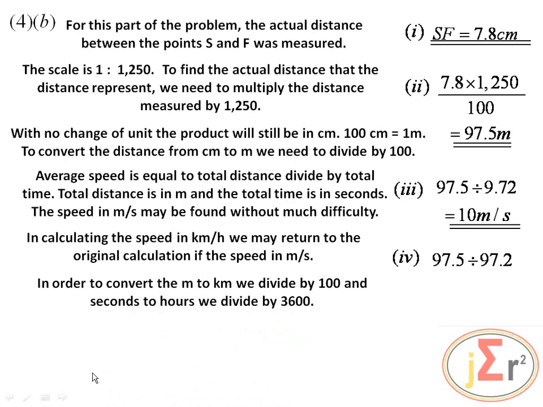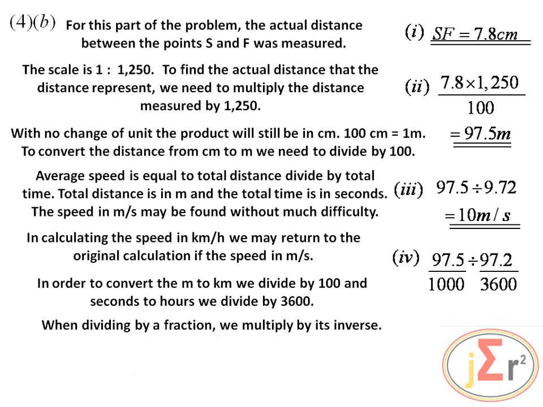In order to convert the meters to kilometers, we need to divide by how many meters make a kilometer? 1,000. And seconds to hours, we divide by 3,600. So we are working in kilometers per hour. Convert this to kilometers by dividing by 1,000. Convert this to hours by dividing by 3,600. Do not forget that dividing by a fraction is equivalent to multiplying by its inverse. So we'll invert that fraction that we are dividing by and multiply.